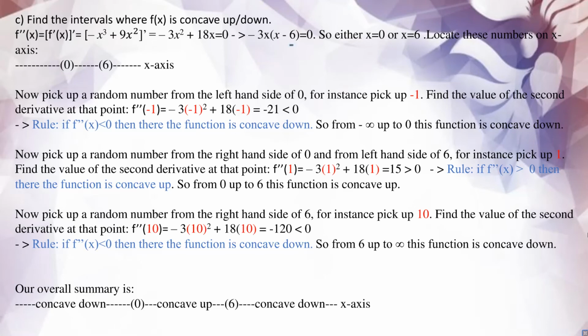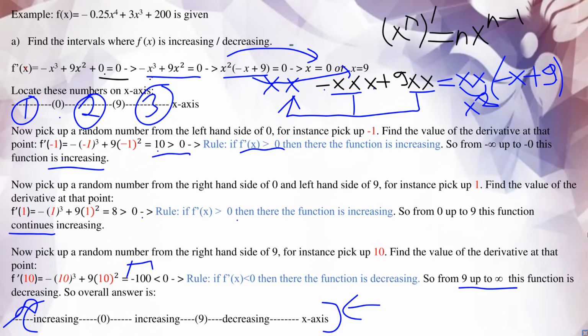The C part of the question is again identical to the C part of the first question we have solved. Find the intervals where f(x) is concave up, concave down, where the graph of the function looks upwards or where it looks downwards. Okay, how to find it? Well, now you have to find the second derivative of the function. The second derivative is the derivative of the first derivative, which we have found in the A part of this question. There it is. There is the first derivative.